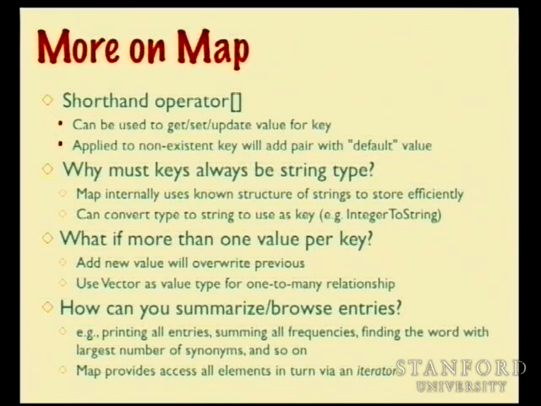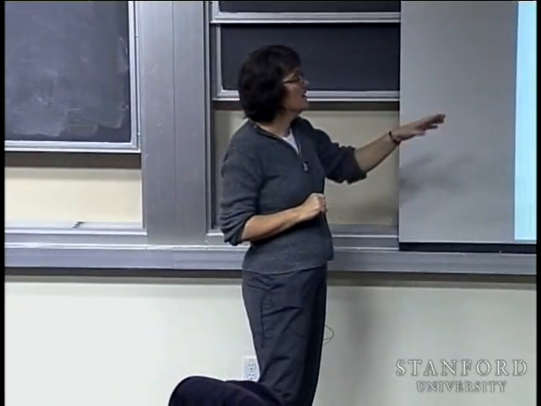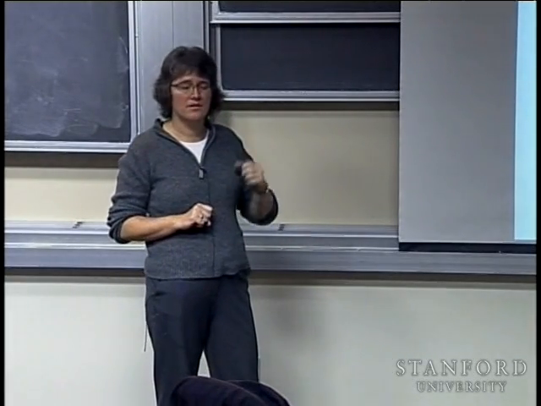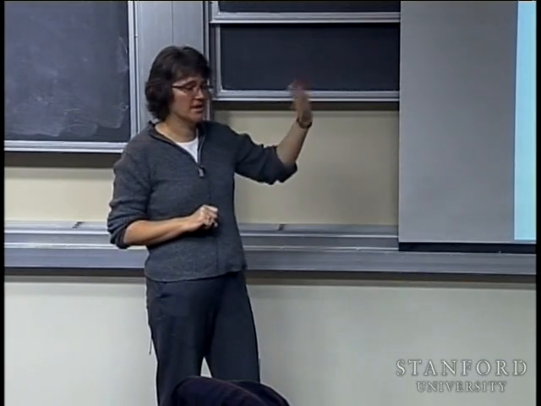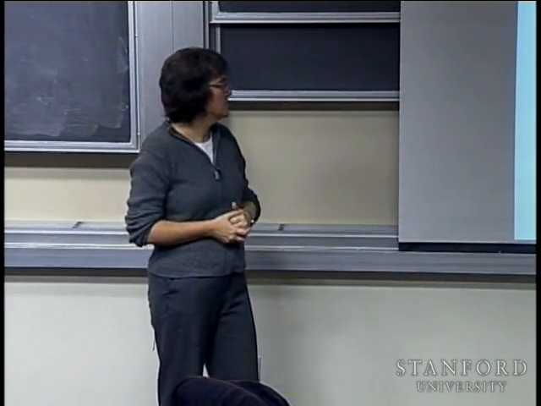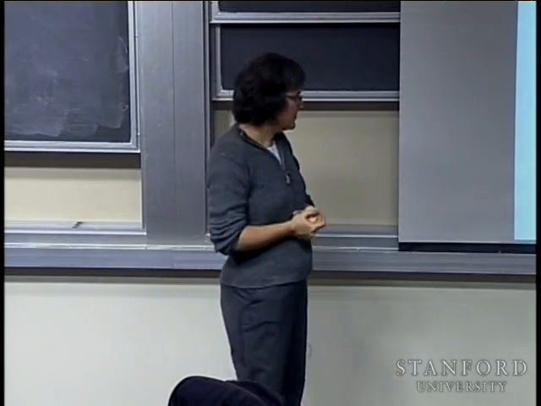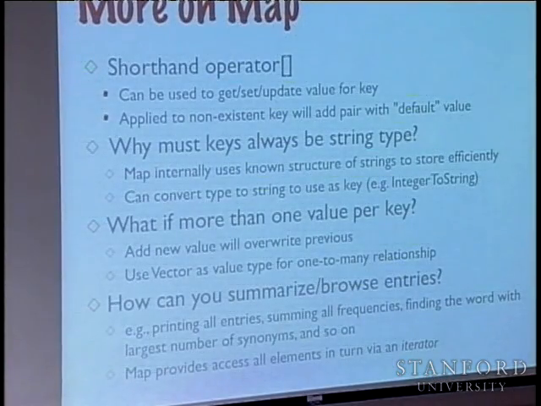If what I really want is a one-to-many relationship, one word, many options, then what I can do is just use a vector as the value. So build a map containing vectors containing strings. I'll get a nested template out of that. And then when I want to add a new synonym to the map, it's a matter of pulling out the existing vector that's there and adding it to the end of that vector. So it actually is a two-step add: get it into the vector and get that vector into the table.